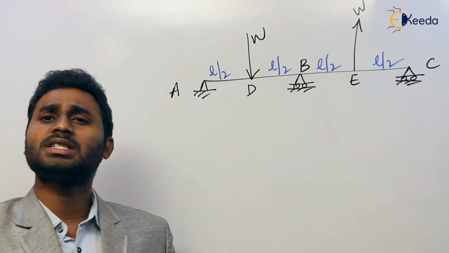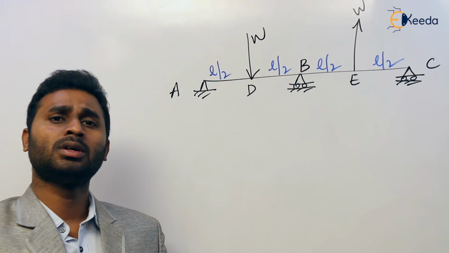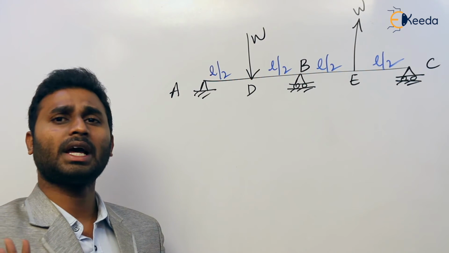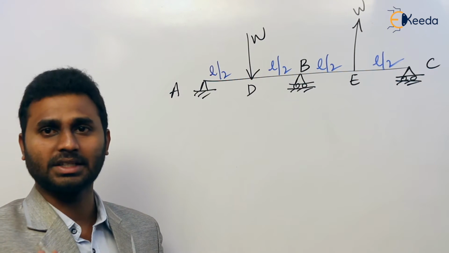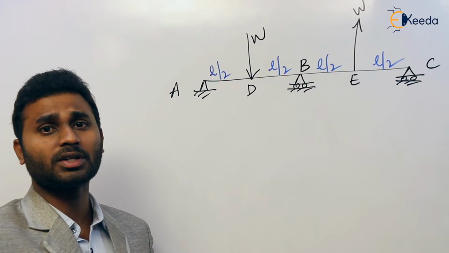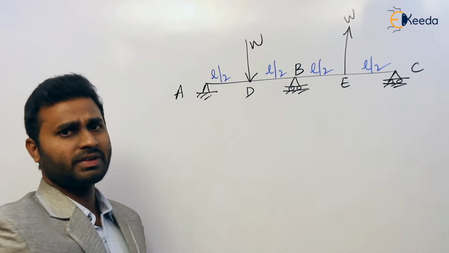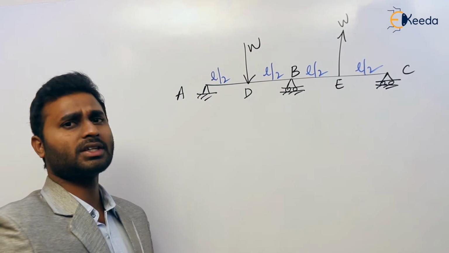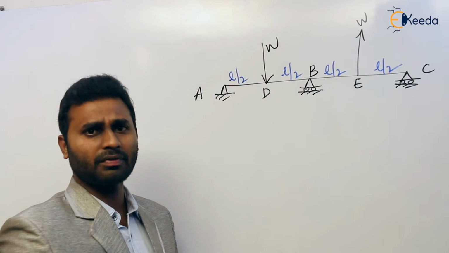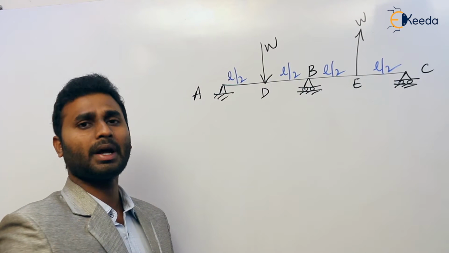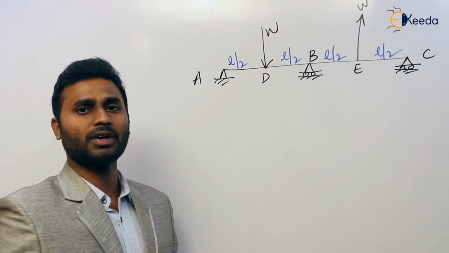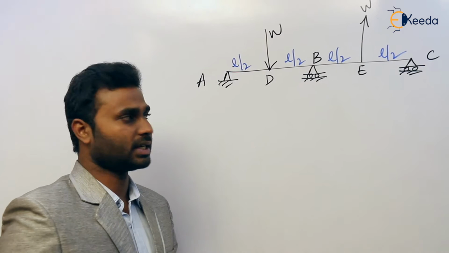Now, what is the first step in the calculation of collapse load? The first step is finding out the DS. So how do we find the DS? It's very simple. We look at the number of reactions at the supports and the number of equations of equilibrium. Subtracting the number of equations of equilibrium from the number of reactions, we get the DS.